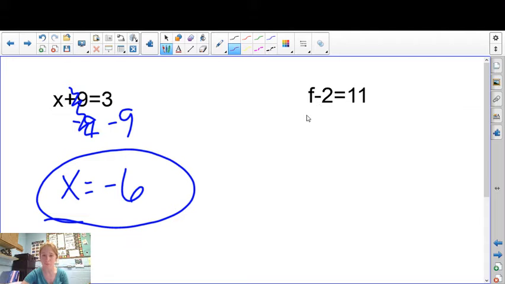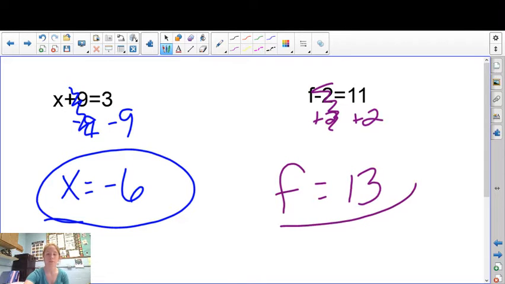In the second one, I have f minus 2 is equal to 11. In order to undo subtraction, I need to use addition. So what I do to one side, I do to the other. The -2 and the 2 end up canceling out, and I'm left with my f. And then 11 plus 2 is 13.